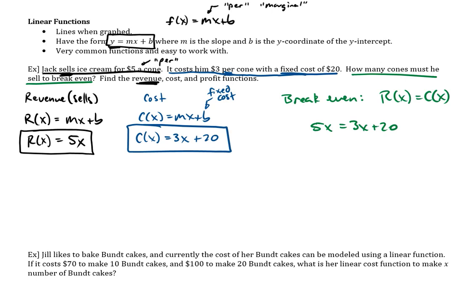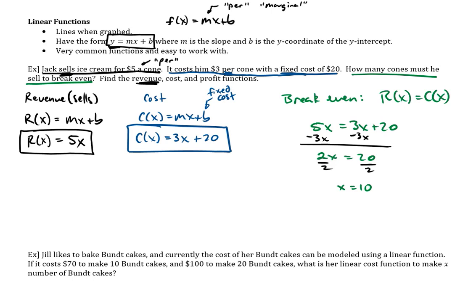So to solve for x, we can subtract the 3x from both sides to get 2x equals 20. And then we can divide by 2 to get x is 10. Okay, so that's the number of cones.